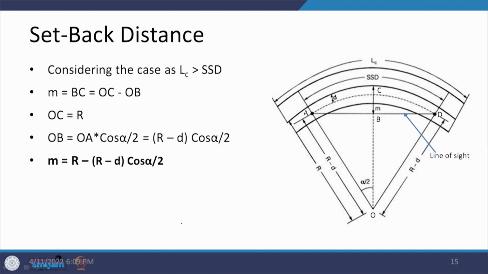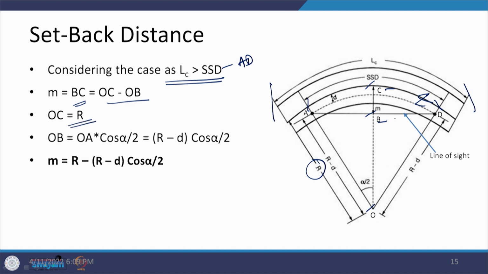Now, let us look at one of the cases where the length of the curve is more than SSD. So, my length is up to this point, but my SSD is between A and D. So, SSD is AD, but the length is more than that. So, when we are calculating the value of M, then this M is equal to BC, and I can write this BC with respect to the center of the curve as OC minus OB. So, I am talking about this distance. When I look at OC, OC is with respect to the center line of the carriageway, and therefore, it is equivalent to R. So, OC is R here.